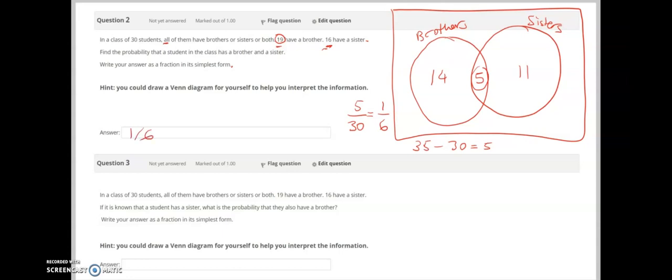In question number 3, we have, again, the same question, but we've got to find this. If it's known that a student has a sister, what is the probability that they also have a brother? So we're looking at this circle only, not the whole thing.